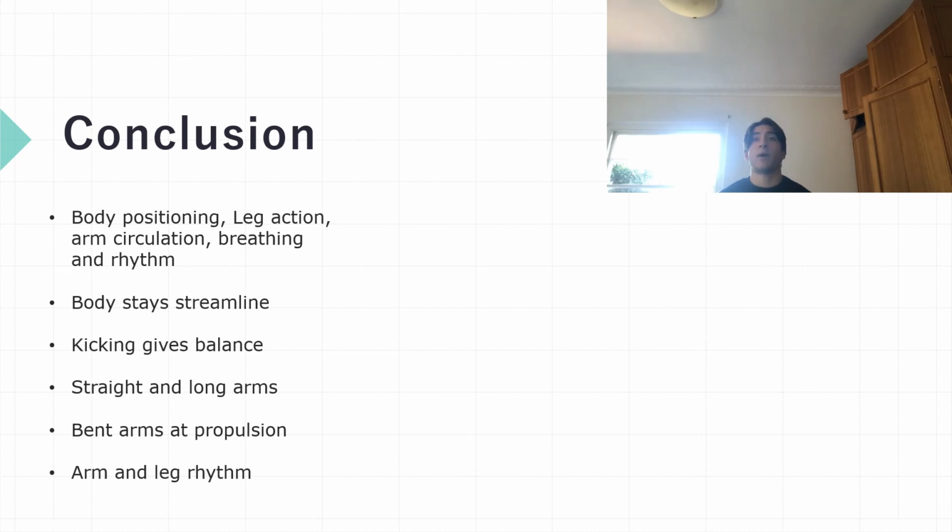Important points to remember are that the body stays streamlined throughout the swim and the head looks in the same direction throughout. Kicking is fundamental to the body staying balanced and propulsion through the water. The arms are straight and long during their time outside the water and are bent at 90 degrees when propelling through the water. During each arm pull, the opposite leg kicks and there should be an even amount of kicks between each arm pull.